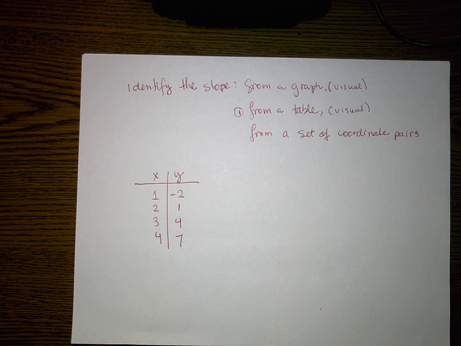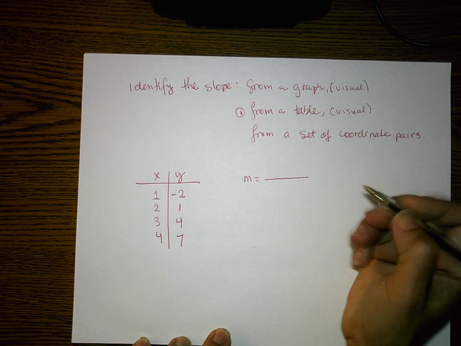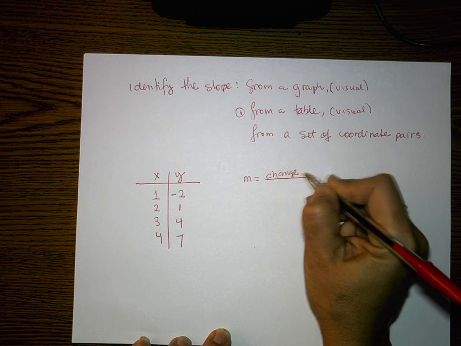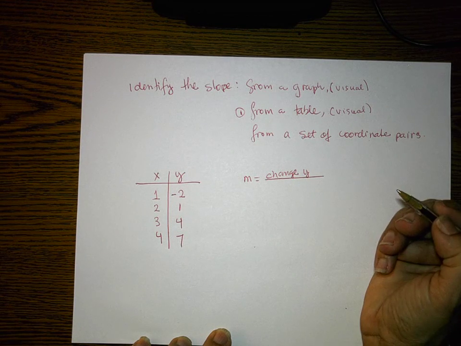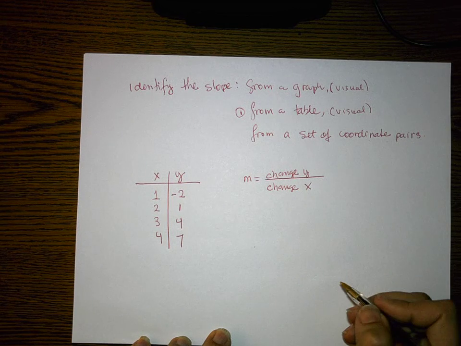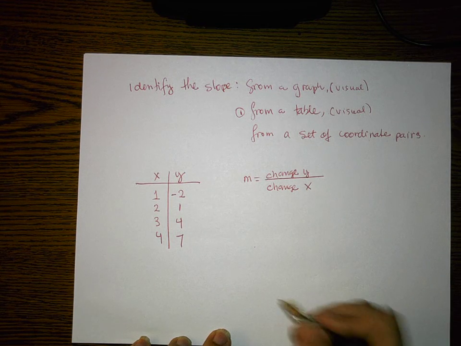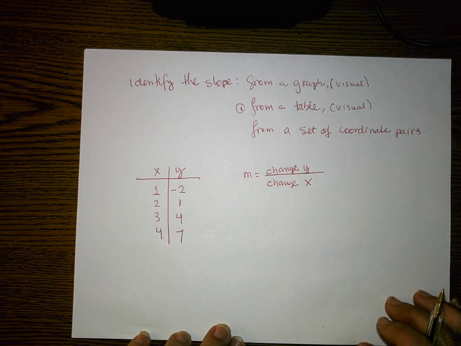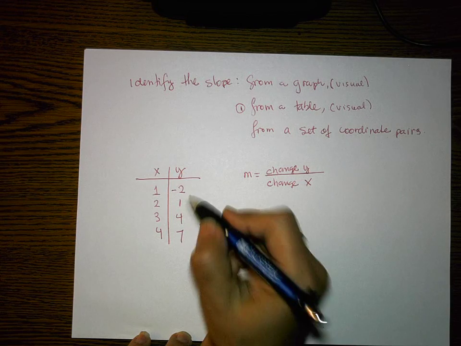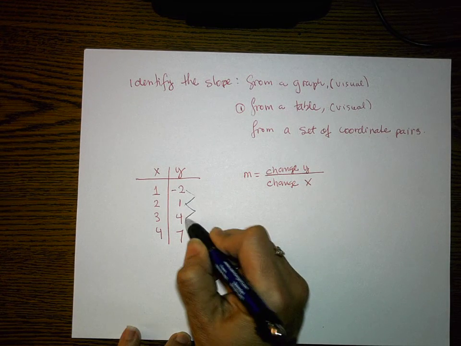Okay, so remember, the slope, which is m, is a change that's happening on the y values over a change that's happened in the x values. And that's how we look at it when we're looking at it visually, just being able to identify it visually. All right, so take a look at the y values. How am I going from a -2 to a 1, and then from a 1 to a 4, and from a 4 to a 7?